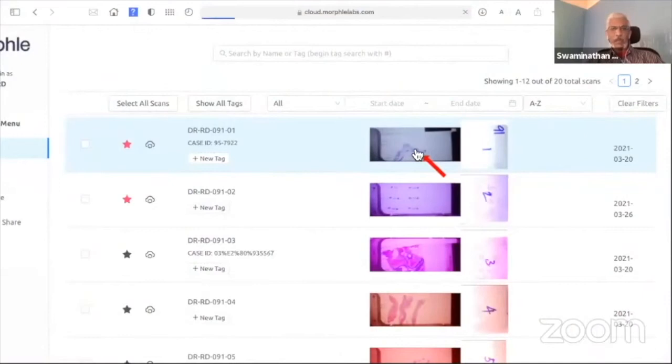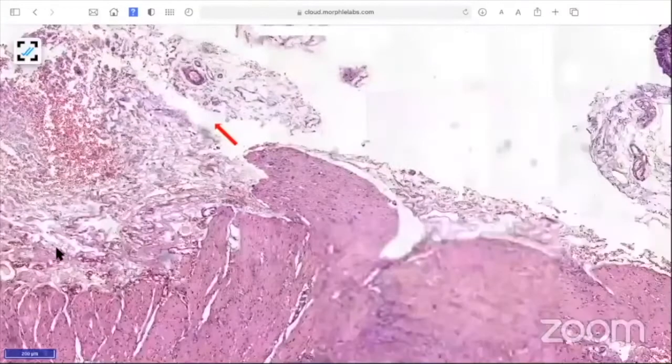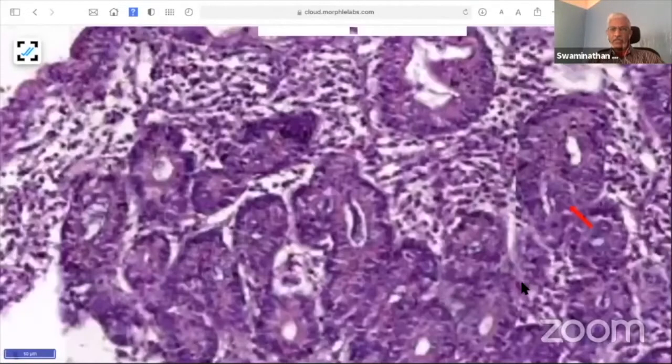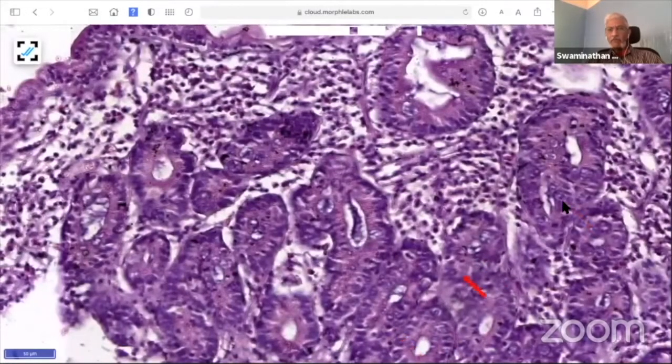Case number 1, I think, is a young patient with malnutrition. This is from the duodenum. See here, the villi are gone and there is crypt hypertrophy. When you enlarge the image, you can see the intraepithelial lymphocytes. These are known as intraepithelial lymphocytes.